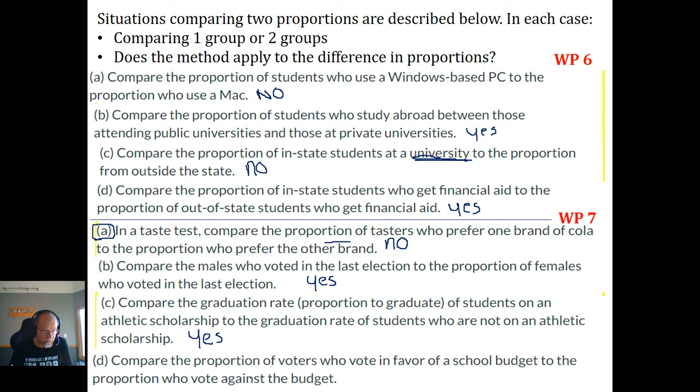And the last one, compare the proportion of voters who voted in favor of the school budget to the proportion who voted against the budget. Again, that's a single group of people split into two groups. And the answer is no, because that's a single group. The key in these is finding: are we taking a single group and splitting it into two, or are we actually comparing two different groups of people?